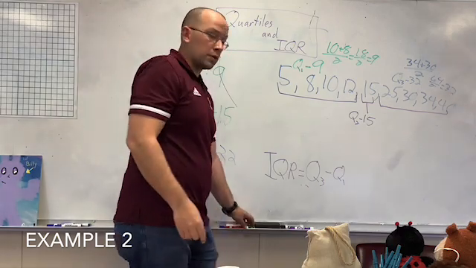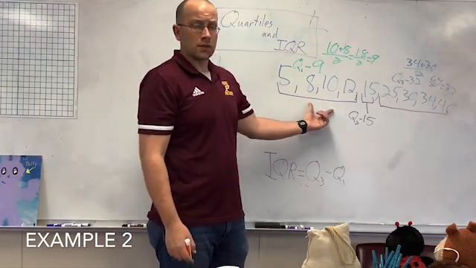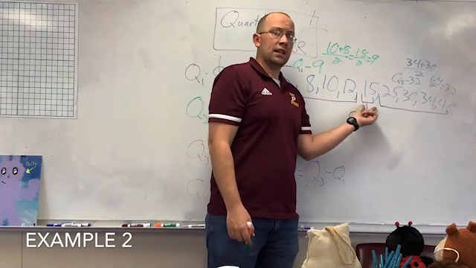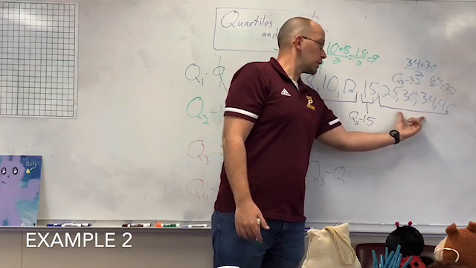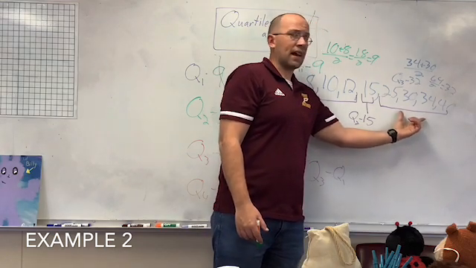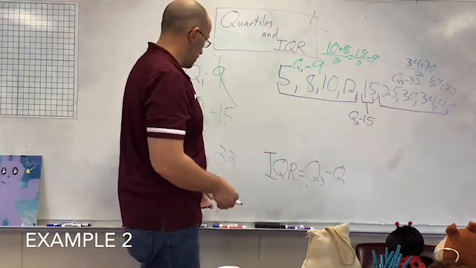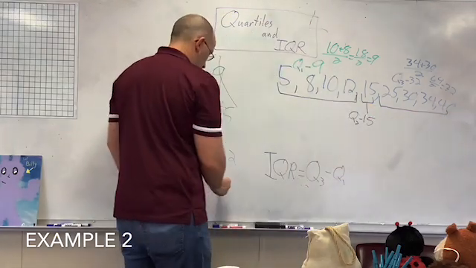So the Q1 is always the median of the first half. The Q2 is the median of the whole. The Q3, or the quartile 3, is the median of the back half. Not the mean, the median. And now our Q4, our last quartile, is just the largest number, which is 40.